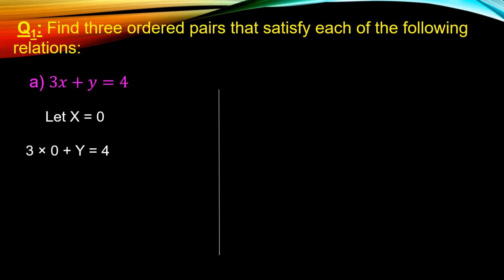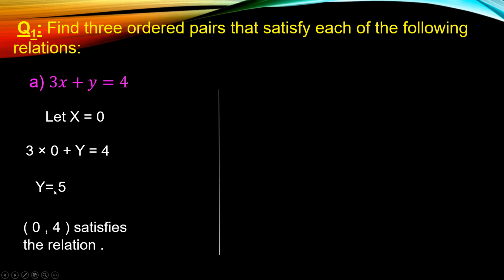The first step, we will substitute the value of x by 0 in the equation here. 3x plus y equals 4. It will be 3 times 0 plus y equals 4. Here, 3 times 0 equals 0. So y equals 4. So the ordered pair will be 0 and 4, and this ordered pair satisfies the relation.